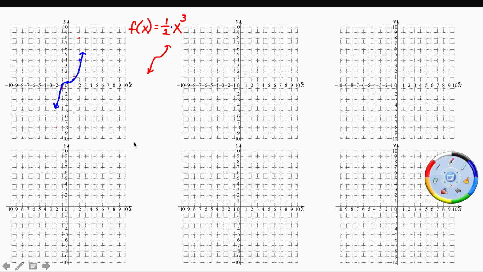Okay, let's try f of x equals, let's do the square root of x plus 4 minus 1. Okay, this is the only one that I'm not going to use the basic points -2 through 2. Let's think about that and see why.